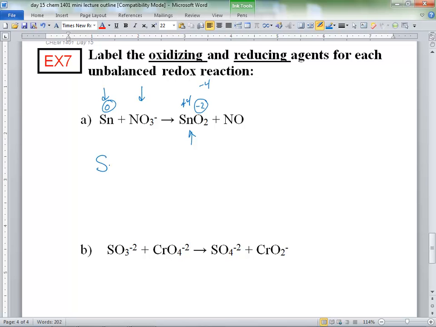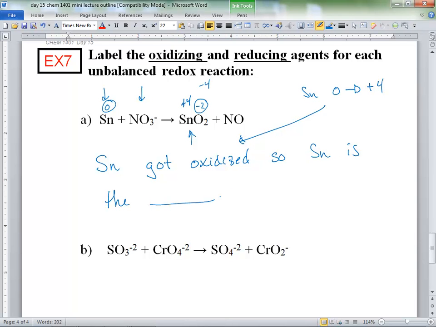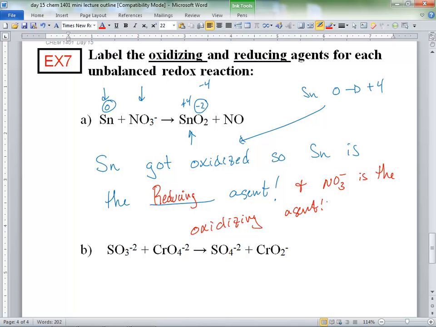Tin went from 0 to +4. So tin got oxidized or reduced? Oxidized. This is the only way I can do this. Otherwise, I screw it up every time. You go through all this work, you don't want to make a silly mistake. Tin got oxidized, so tin is the blank agent. Reducing agent is opposite. Tin got oxidized, so it is the reducing agent. And nitrate then is the oxidizing agent. Okay?